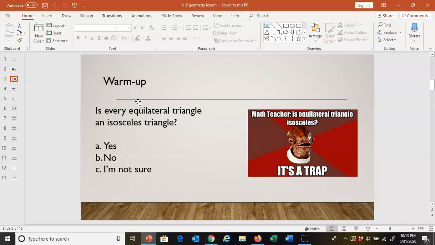Now that you've done that, is every equilateral triangle an isosceles triangle? Well, equilateral means that all three sides are the same length. Isosceles means that you have two sides that are the same length. So technically, if it has all three sides the same length, then there's a pair of sides that are the same length as well. It is isosceles. The answer is A, yes.